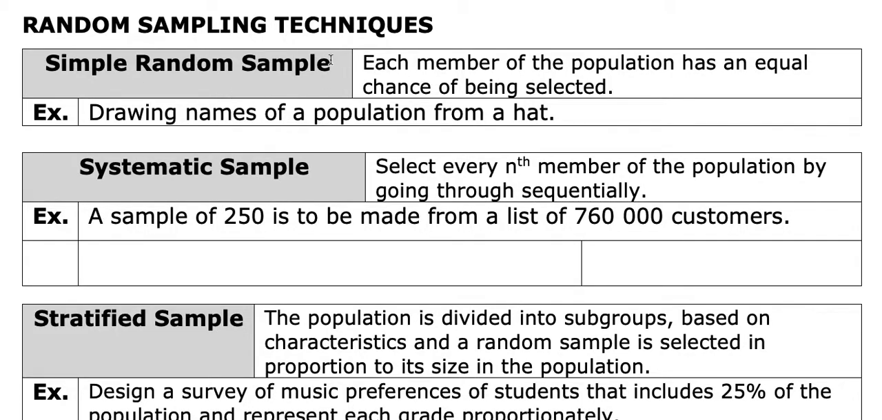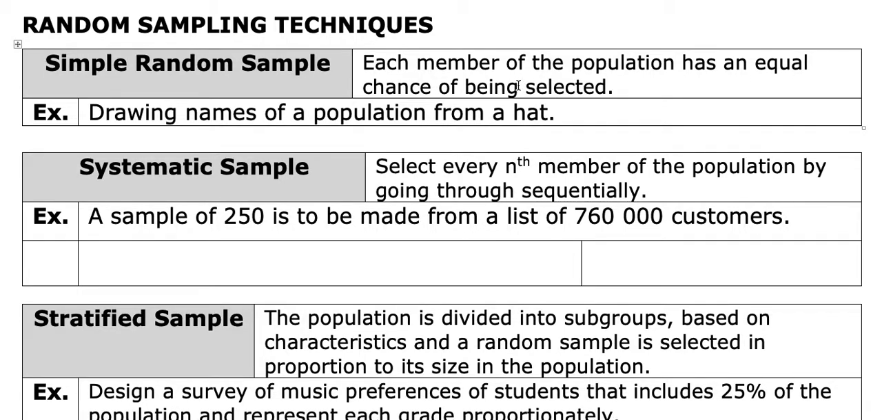So simple random sample. Each member of the population has an equal chance of being selected. So if we were to draw names of a population from a hat, say it was 20 people at a school assembly, everyone has an equally likely chance of being selected. This is a simple random sample. Equal chances being the characteristic.